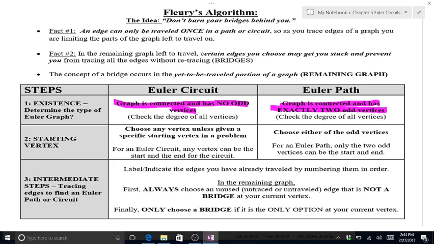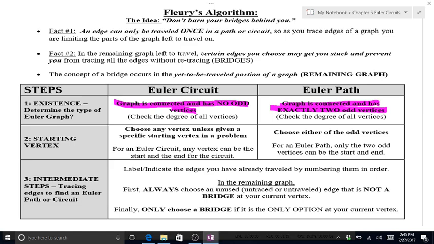Fact 1. An edge can only be traveled once in a path or a circuit. You cannot go across the road and back across the road. It's a one-way street. All you can do is go one way. That's it. Once you've traced it, it's burned behind you. That's where the idea and the concept comes from.